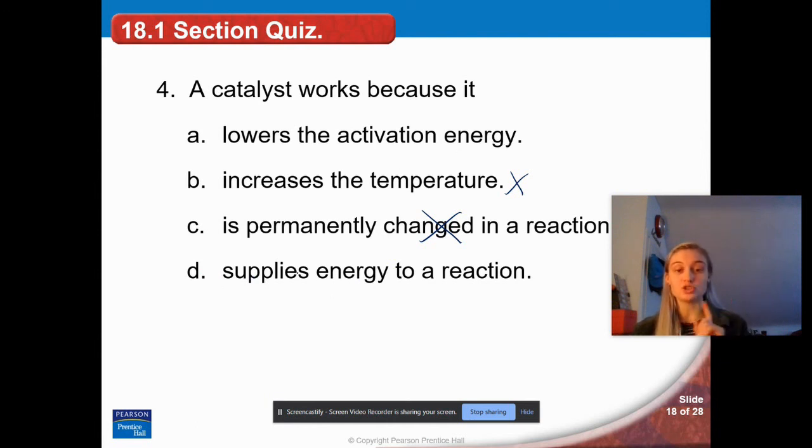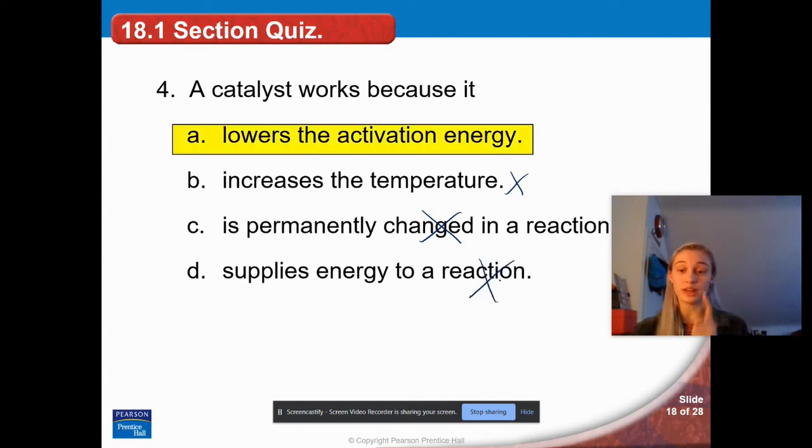Spoiler alert, they do not supply energy to the reaction. They don't give you any energy. They just lower the activation energy. So if we click, we know that is the correct answer. Catalysts lower the activation energy. They don't do any of the other things.